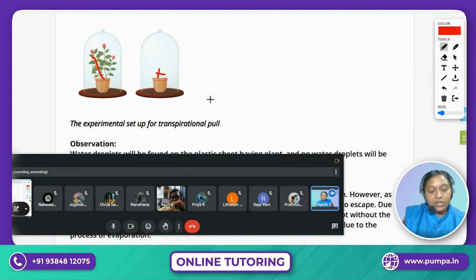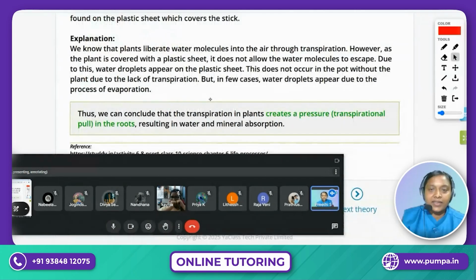Let's say we look at it after some time, the next day. If there is a plastic cover wrapped around it, or a bell jar, if we cover it, we can observe the water droplets here. It is because of the transpiration. Everyone, clear? Yes, ma'am.